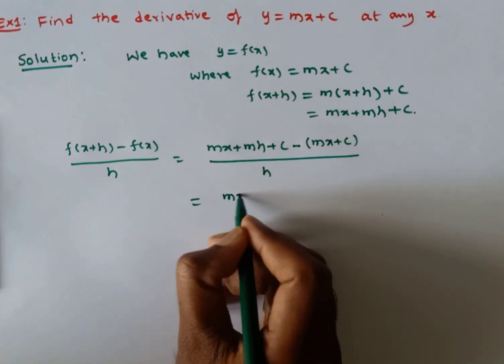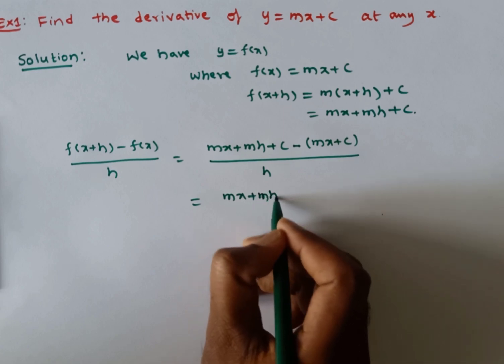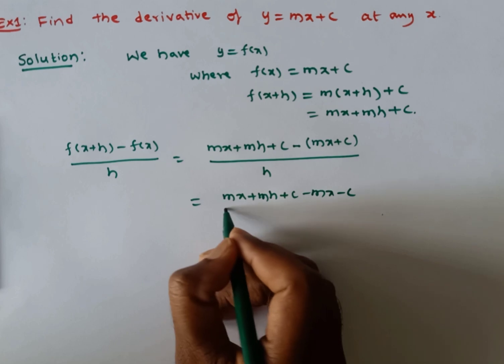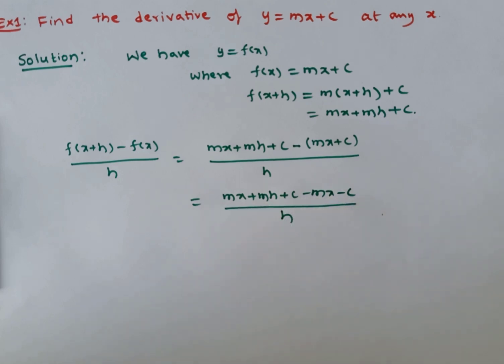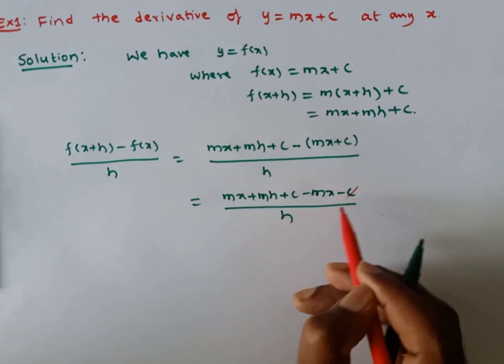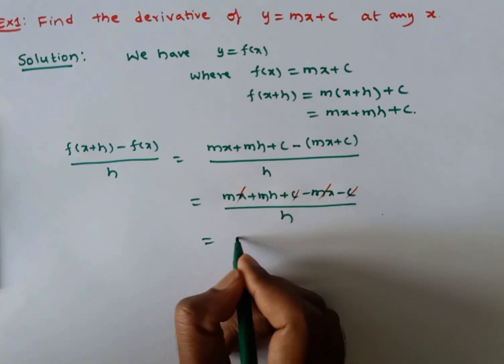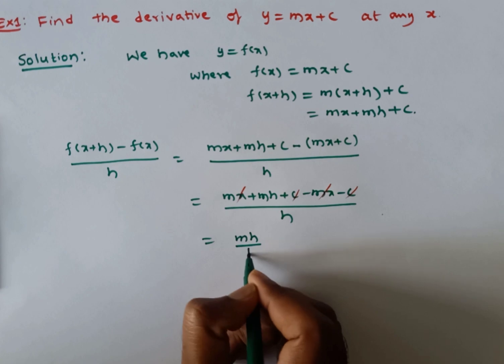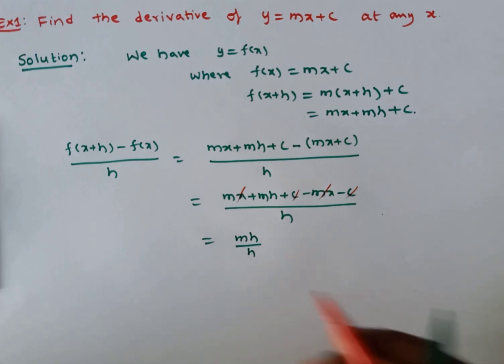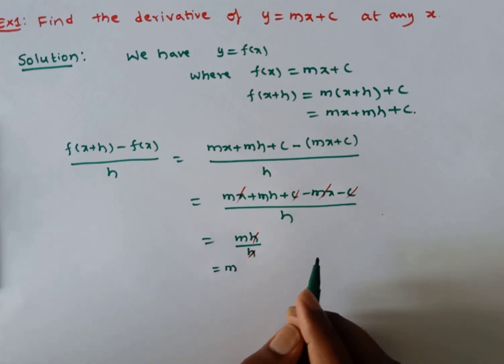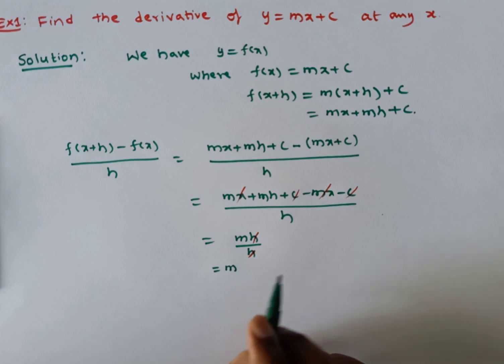Now this is mx plus mh plus c, minus mx minus c, divided by h. So here c and c get cancelled, mx and mx also. The remaining is mh by h only. Here h and h get cancelled, so finally we have m only. The simplified difference coefficient will be m only.